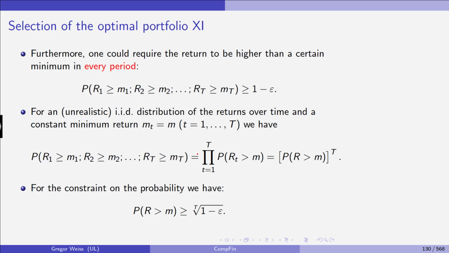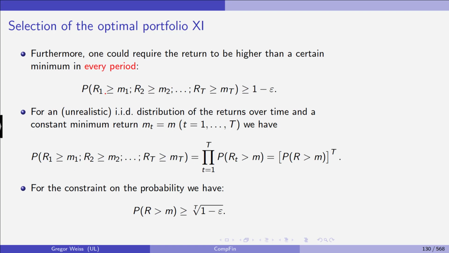Furthermore, we could require the return to be higher than a certain minimum in every period. So the return on day 1 has to be higher than 5%. The return on day 2 has to be higher than 3%, and so on. And this probability should be higher or equal than 1 minus epsilon. Now let's assume these are all IID. Let's assume we have a constant minimum return, so m_t is constantly m.